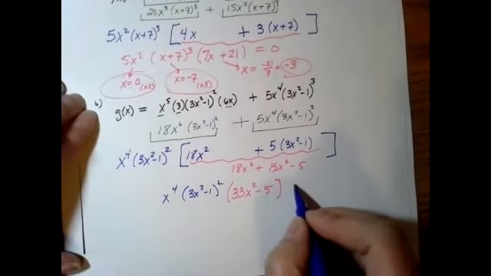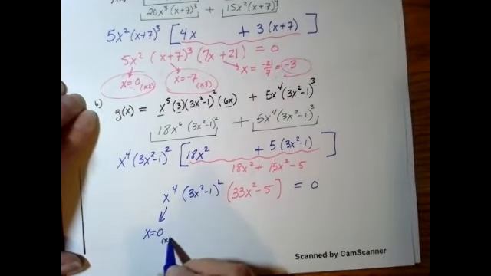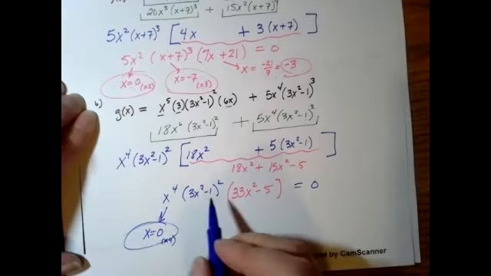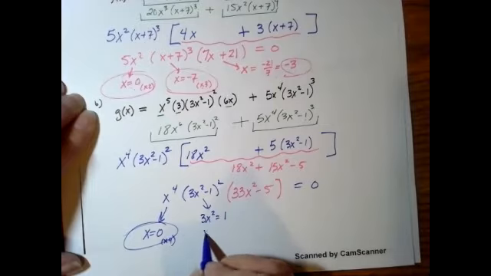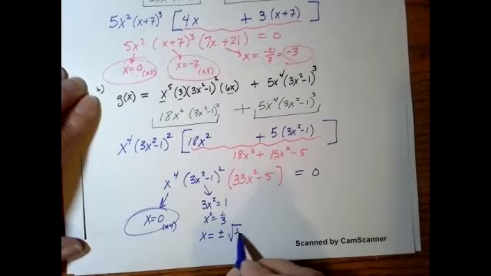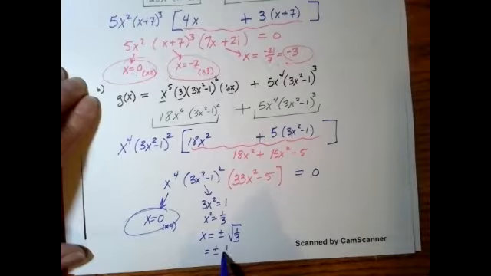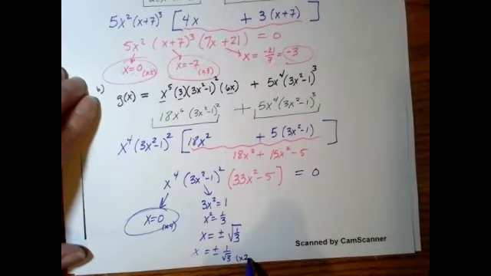Okay, we've got to find zeros. So this is 0 if x is 0 with a multiplicity 4. If 3x squared equals 1, x squared equals 1/3, and x is plus or minus the square root of 1/3, aka 1 over root 3. And you can make that root 3 over 3 if you like. Multiplicity. Look at that power right there. That factor had a power of 2, so this is a multiplicity 2.